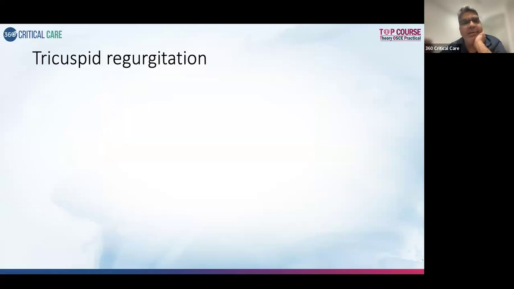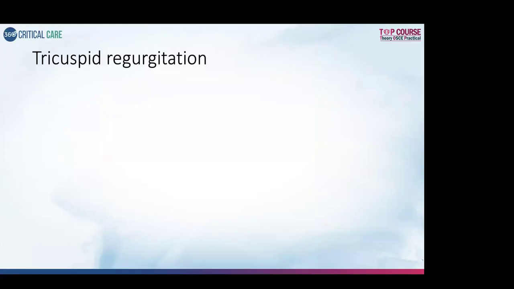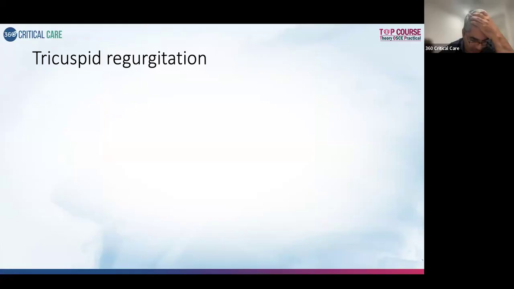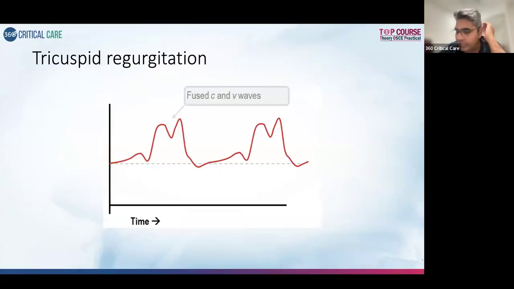Same thing, tricuspid regurgitation. Anyone, what sort of abnormality will you see in a CVP waveform in tricuspid regurgitation? Large CV wave. What sort of sign is it called? Square root sign. You'll get a CV, fusion of C and V wave happens, causing CV waveform or square root sign, like a square root sign you'll get.